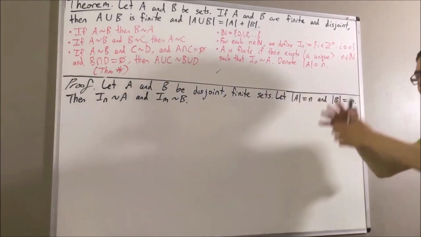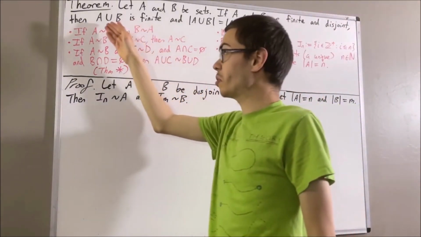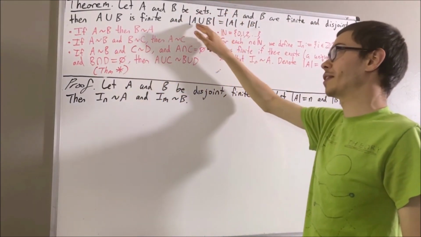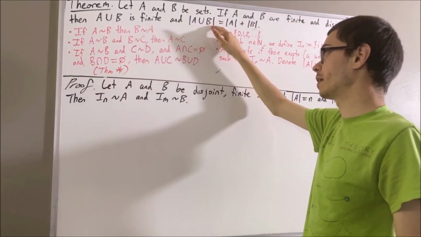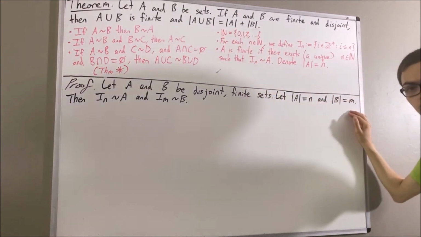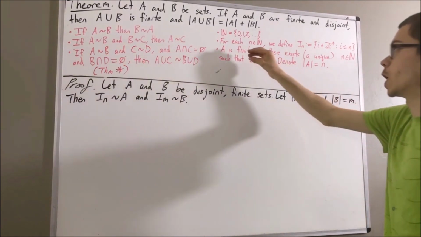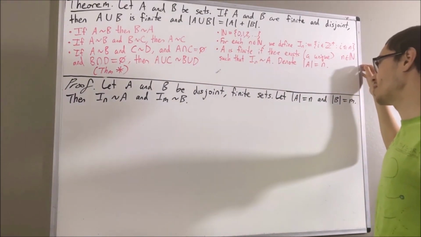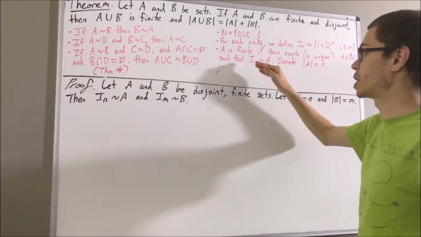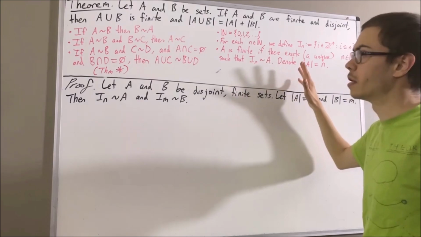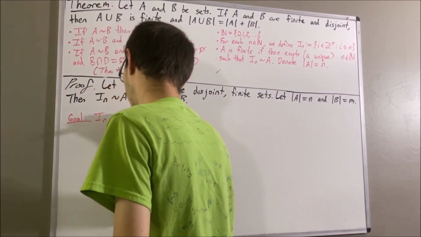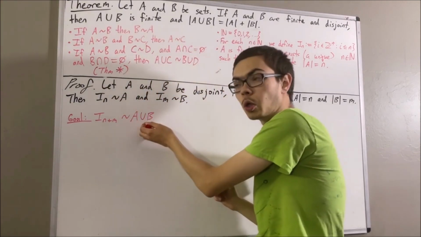Okay, now remember, our goal is to show that the union of A and B is finite. In particular, we want to show that the number of elements in the union of A and B is equal to n plus m. And by the definition of finite sets, what this means is we want to show that n plus m satisfies the fact that we have a bijection from I(n+m) to the union of A and B. So this is our goal.